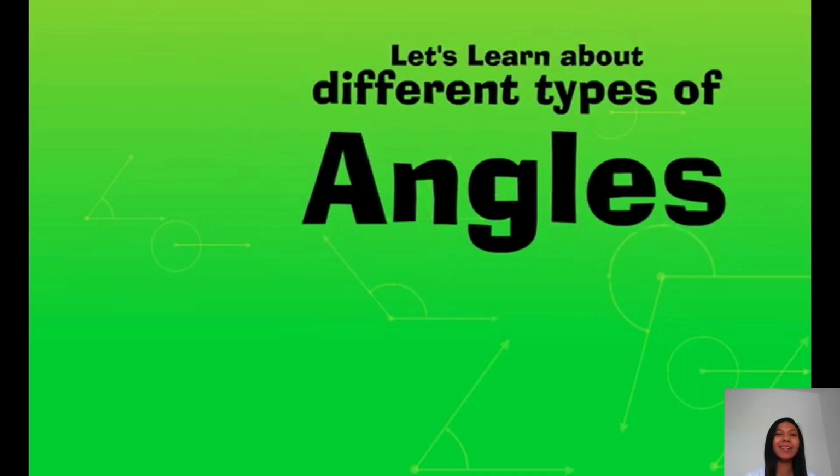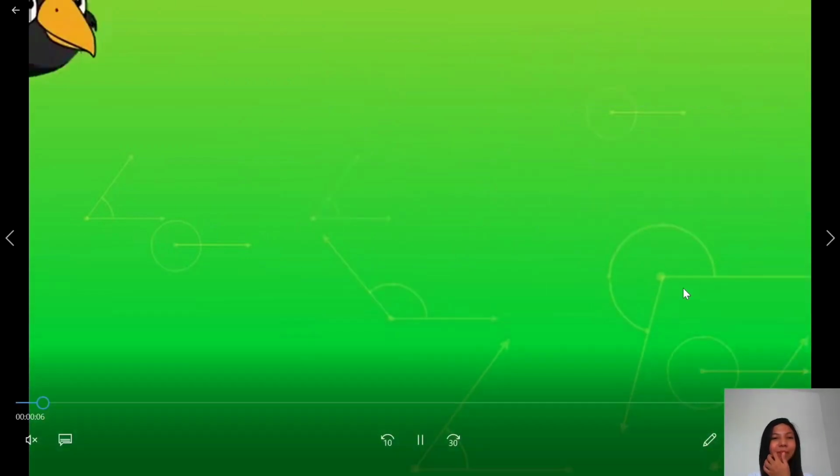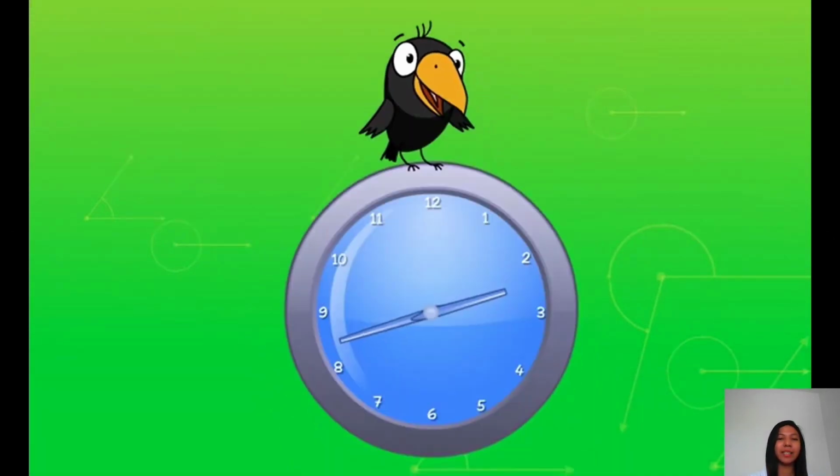So today we will talk about, as you can see on the screen, different types of angles. Everybody say angles. Okay. So let's proceed. So angles, as you can see here in this example, a clock.